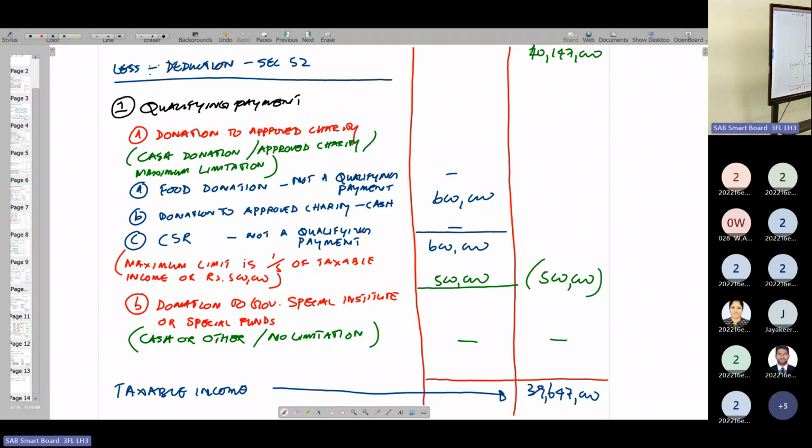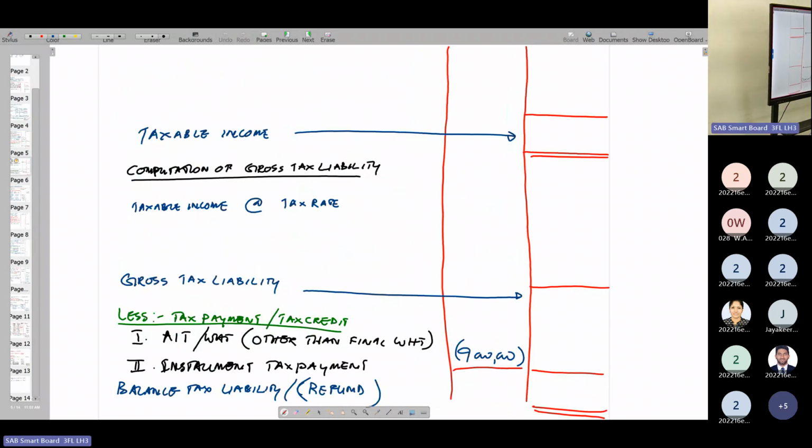Three nine six four seven. Correct? So in this, there is no application of a special tax rate. So it's tax at 30%.